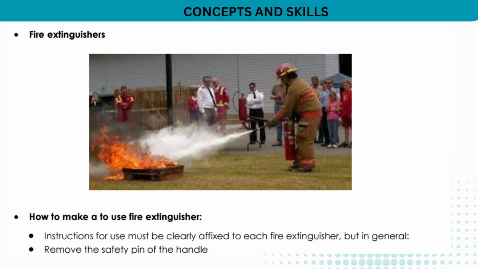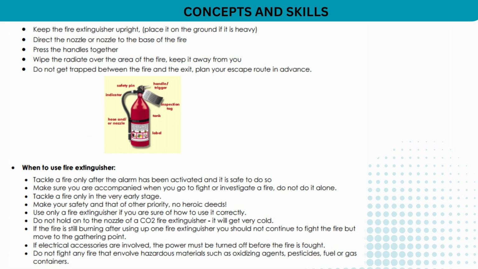Fire extinguishers. How to use a fire extinguisher. Instructions for use must be clearly affixed to each fire extinguisher, but in general: Remove the safety pin of the handle. Keep the fire extinguisher upright, place it on the ground if it is heavy. Direct the nozzle to the base of the fire. Press the handles together. Sweep the nozzle over the area of the fire, keeping it away from you.